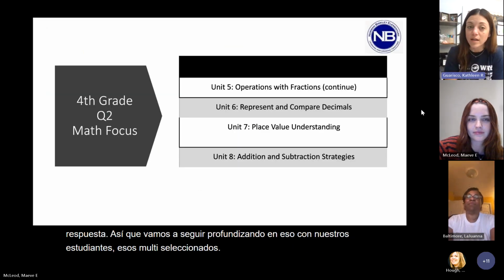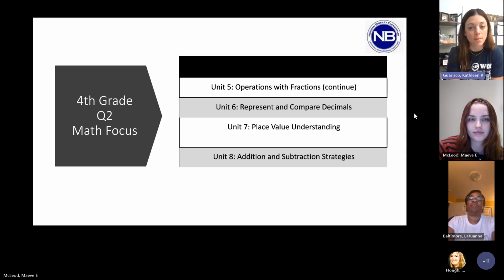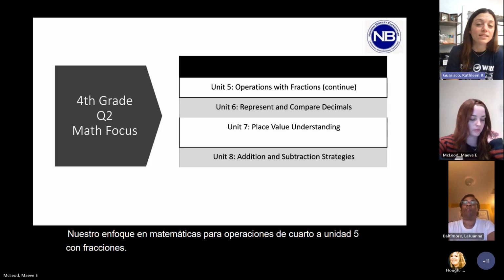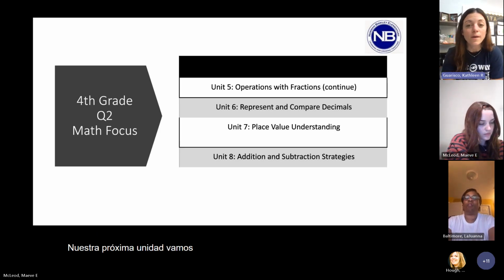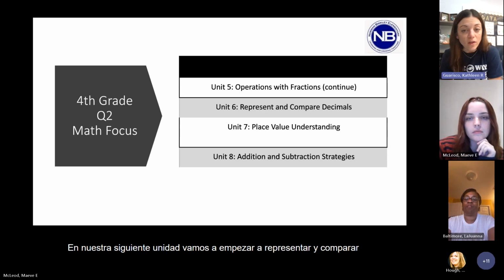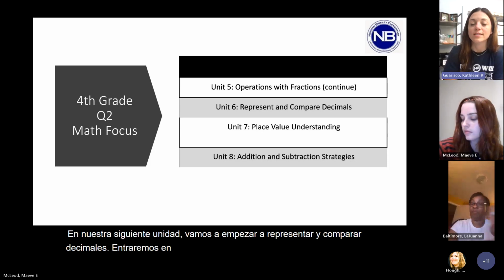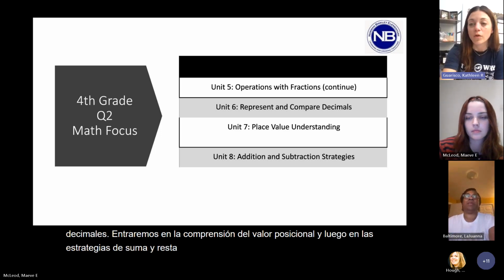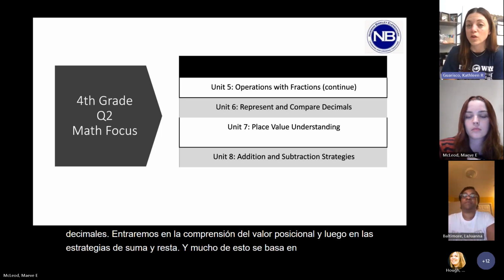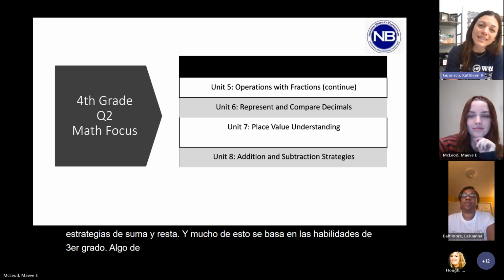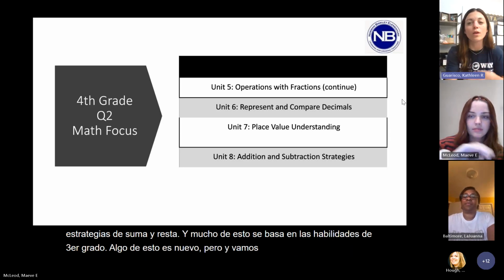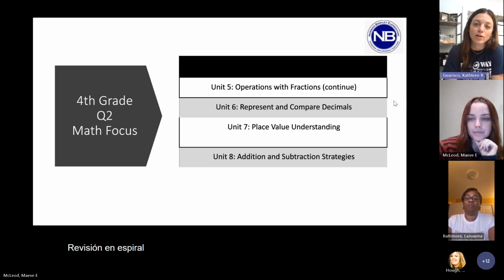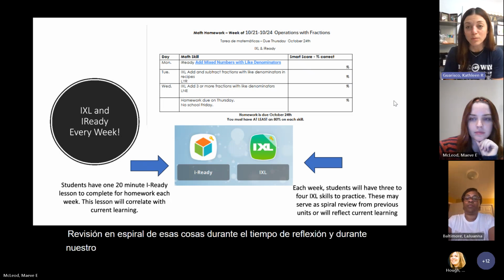Our focus in math for Q2, Unit 5, is operations with fractions. In our next unit, we're going to start representing and comparing decimals. We will go into place value understanding and then into addition and subtraction strategies. A lot of this builds off 3rd grade skills. Some of it is new. And the stuff in Q1 doesn't go anywhere. We are constantly spiral reviewing those things during BINC time and during our Tier 1 instruction in the classroom.